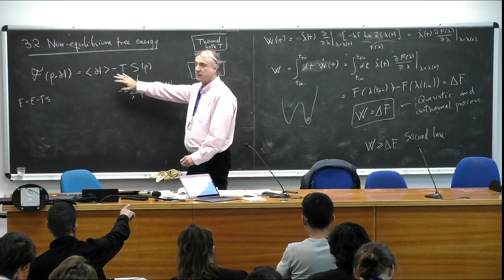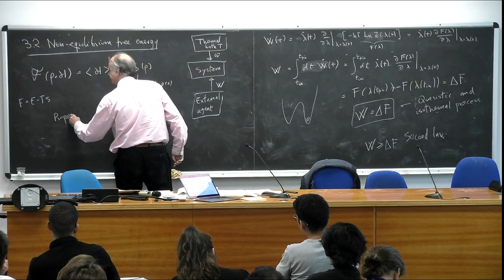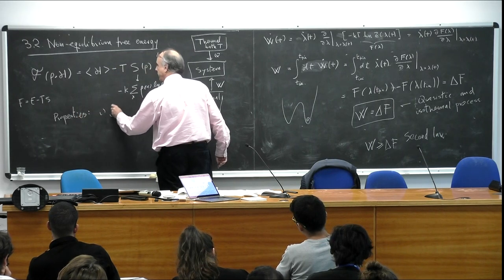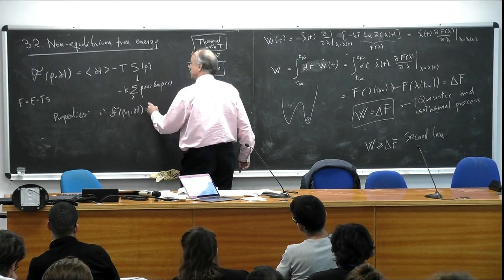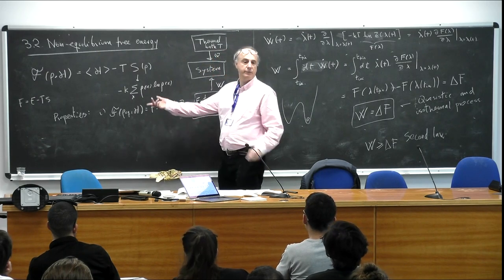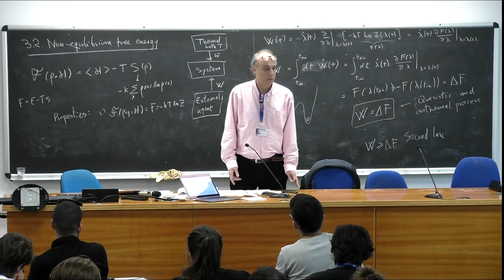Yeah, some properties. If rho is the equilibrium one, then this is F. This is minus kT log Z. So the non-equilibrium free energy applied to equilibrium states is equal to the equilibrium free energy.